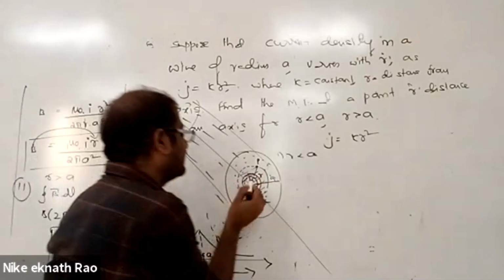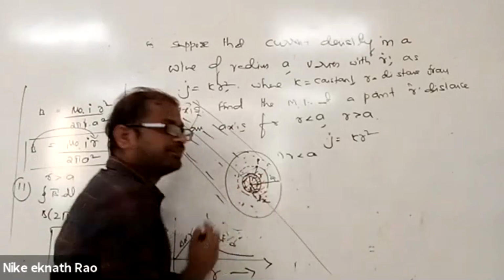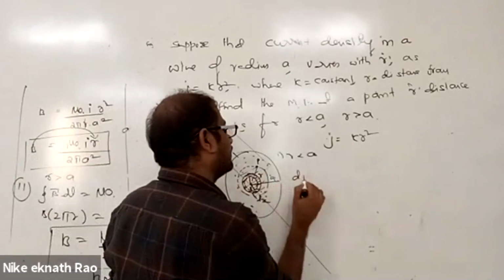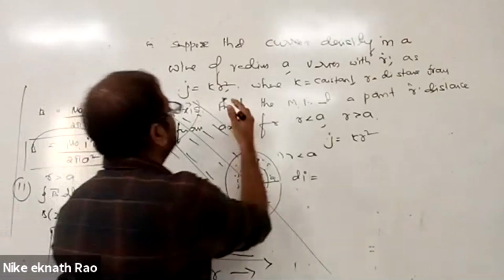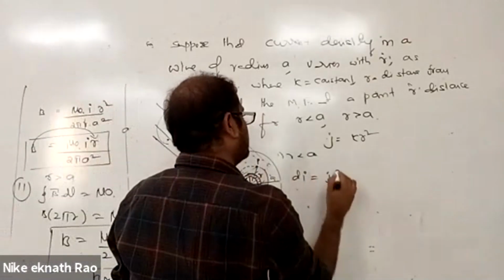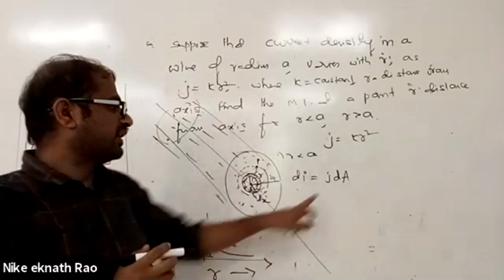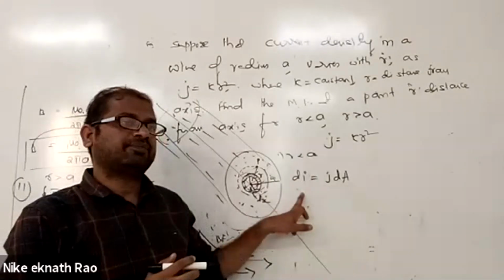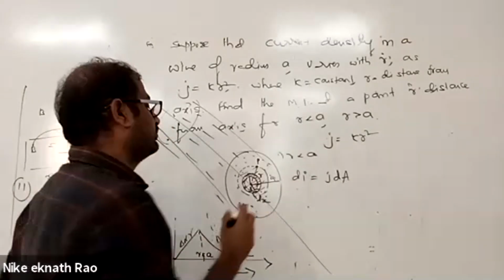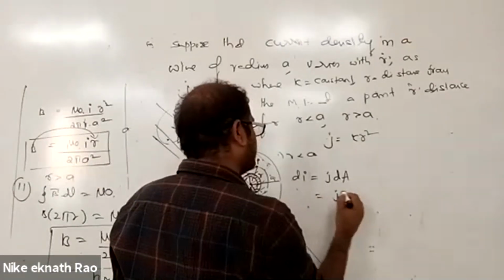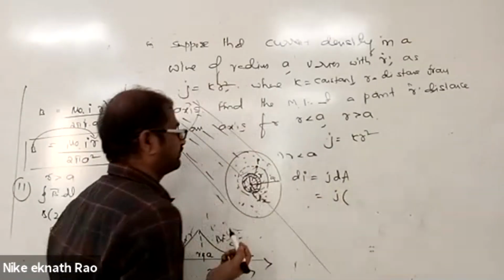I will calculate how much current is passing through this one. A small amount of current passing through the small area is dI. How will we get the dI value? dI is equal to J into dA. Current density is current per unit area, so current is equal to current density into area. So the small current is J into dA.